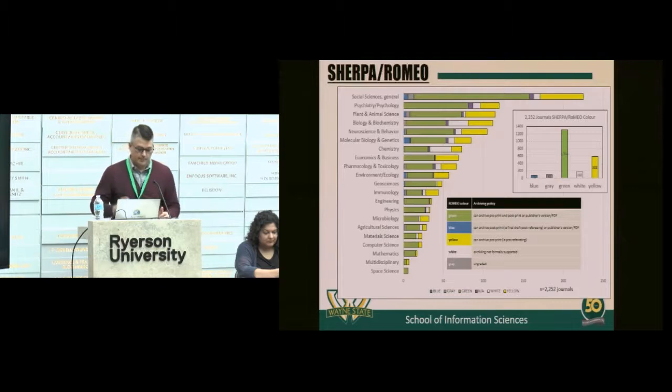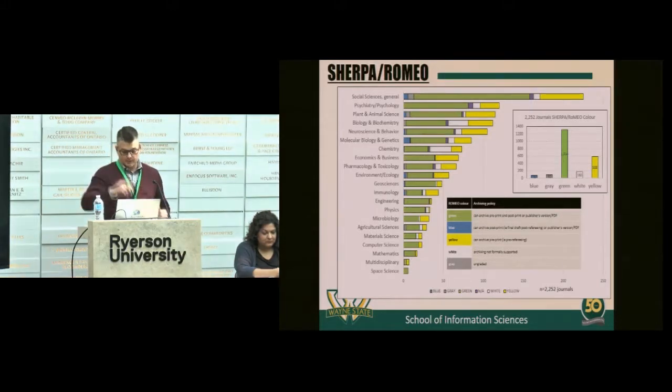So then I went to Sherpa. And so Sherpa RoMEO creates data that color codes journals so that you know what level of access they can utilize for their documents. So green is they can archive preprint and postprint, blue can archive postprints, yellow preprints, and white not formally supported. And so the small little graph on the right side is the totals. So you see that green and yellow are the most requested.